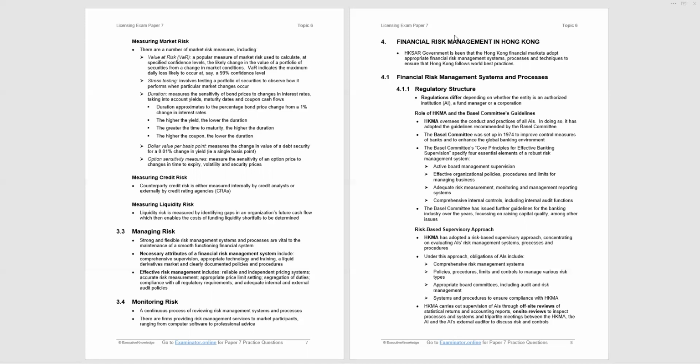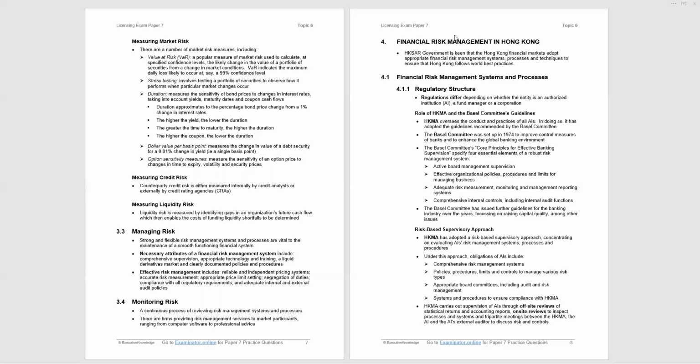Now, points to be aware of. Duration approximates to the percentage bond price change for a 1% change in interest rate. The higher the yield, the lower the duration, so the lower the variation. The greater the time to maturity, the higher the duration. So the longer the term to redemption of a bond, the more chance the price will move due to a change in interest rate. And the higher the coupon, the lower the duration. That can come up at paper 7.